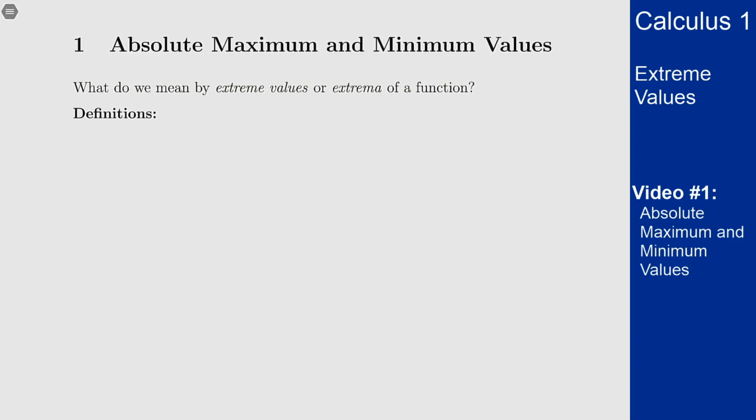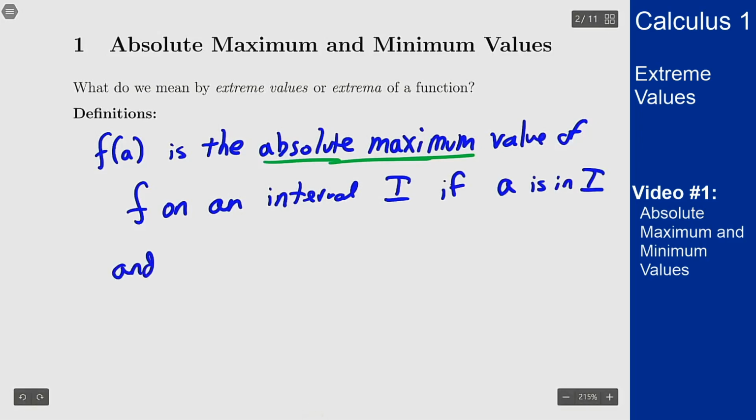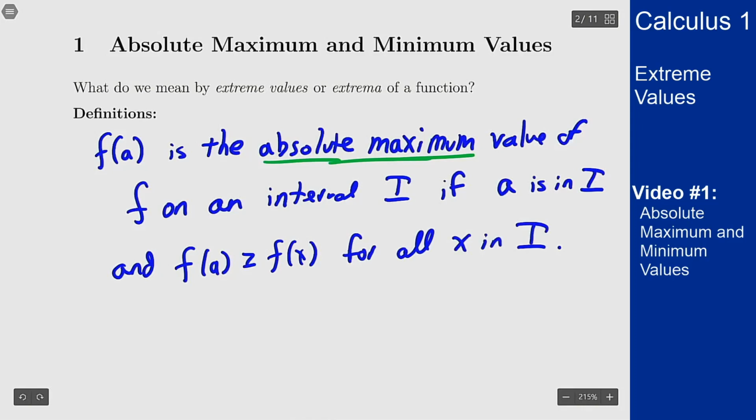So if we have a point f of a, we say this is the absolute maximum value of f on some interval I if, first of all, a is a point in I, and f of a is bigger than or equal to f of x for all x in I. Note that I could take x to be a here, and that's why I would get the equality. But basically I'm saying that f of a is the biggest I can get on this interval.